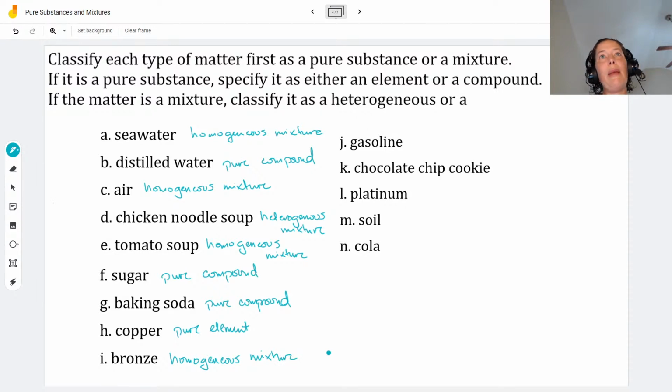It would be the same thing for brass. So brass is copper and zinc, I believe, where bronze is copper and tin, but they're both mixtures and they're both homogeneous mixtures. Okay, we're almost done with this.